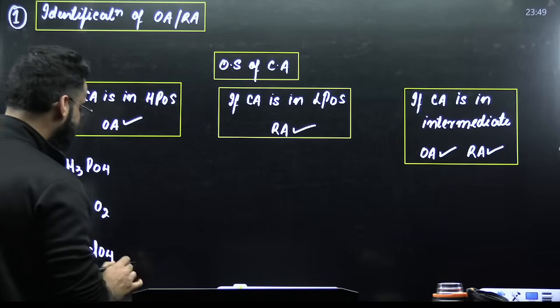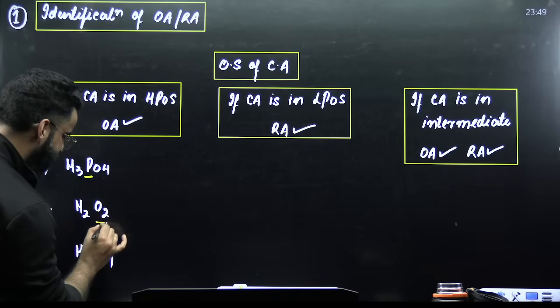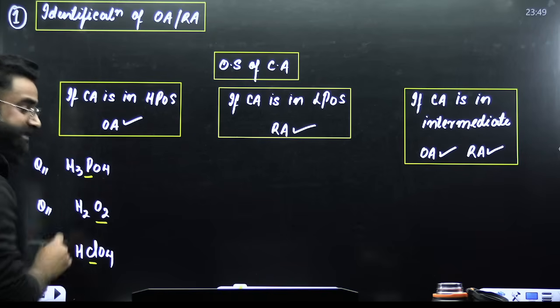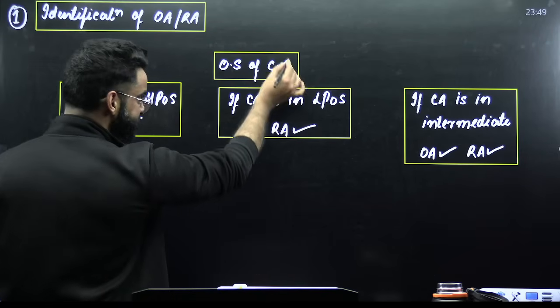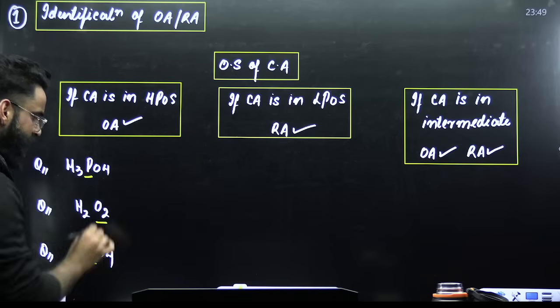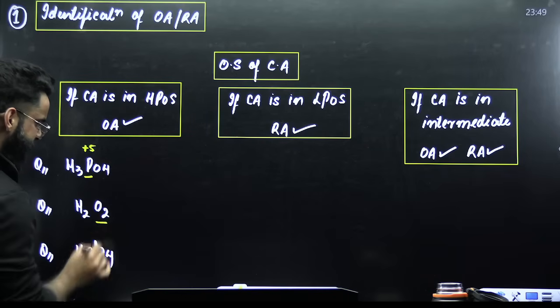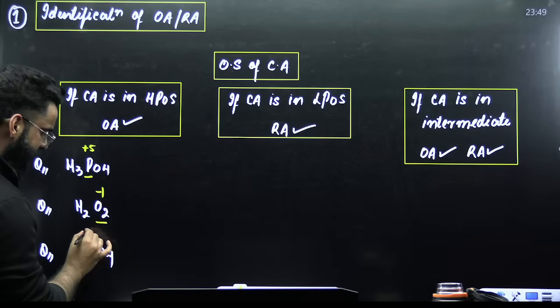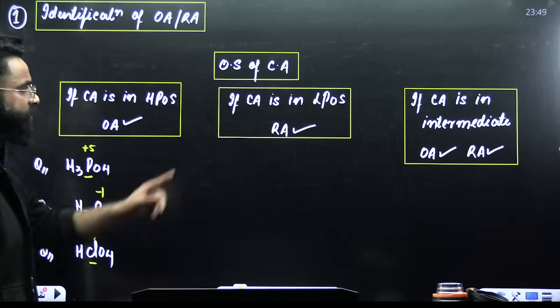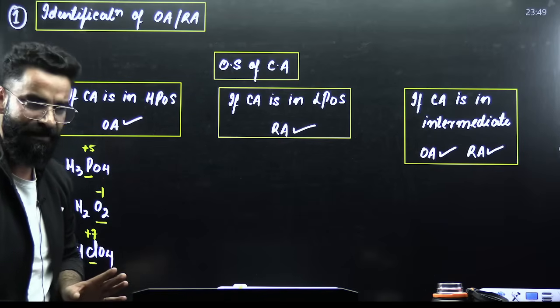My dear students, whatever compound will be given to you, first of all, you will be calculating the oxidation state of the central atom. You'll always be calculating the oxidation state of the central atom. For example, phosphorus here is in +5 oxidation state, oxygen here is in -1, this chlorine is in +7 oxidation state. So the first step is to calculate the oxidation state of the central atom.